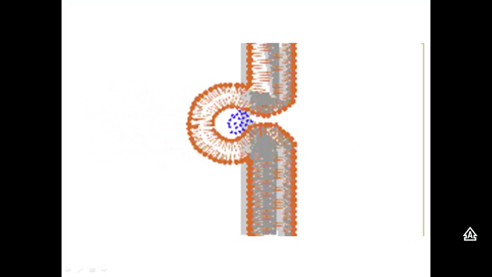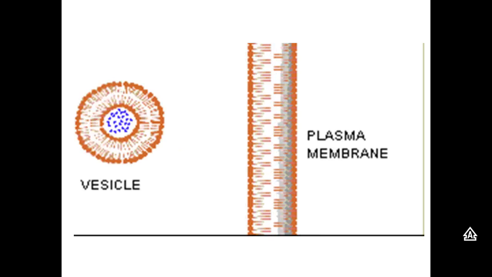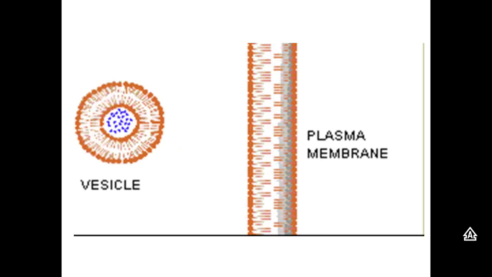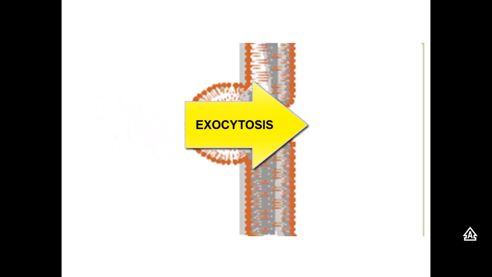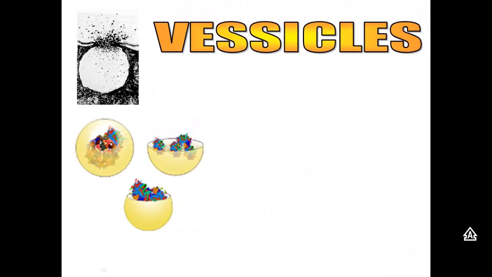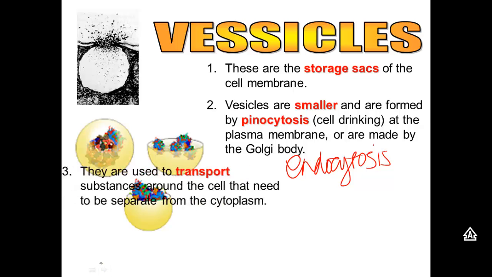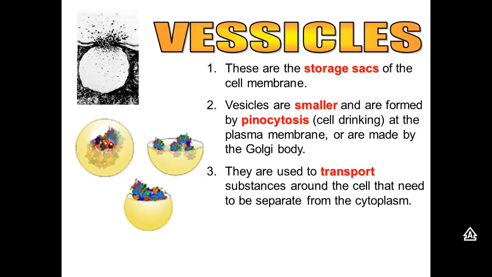This is a great animation of what happens when the vesicle reaches the plasma membrane. So the vesicle comes towards the plasma membrane, and all of its contents undergo exocytosis to leave the cell. So I guess next we'll have to talk about vesicles. Vesicles are basically just storage sacs. They're small. They are formed when things come into the cell by endocytosis, and they're formed at the ER, smooth and rough, and at the Golgi body when the cell is trying to send something outside the membrane. And they are used to transport things around the cell.